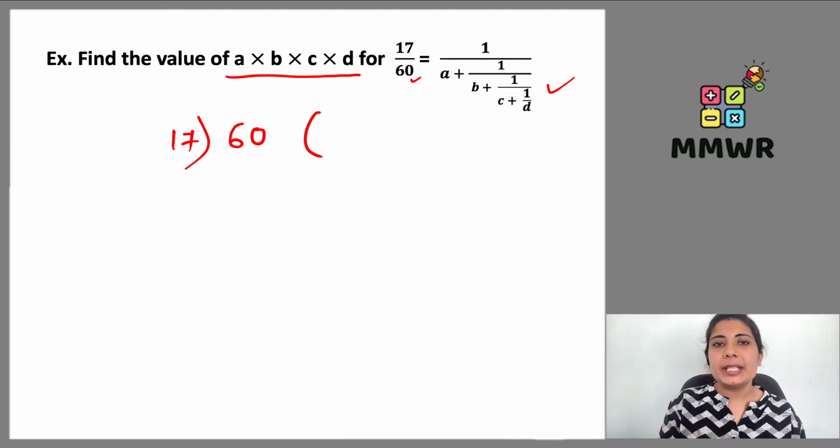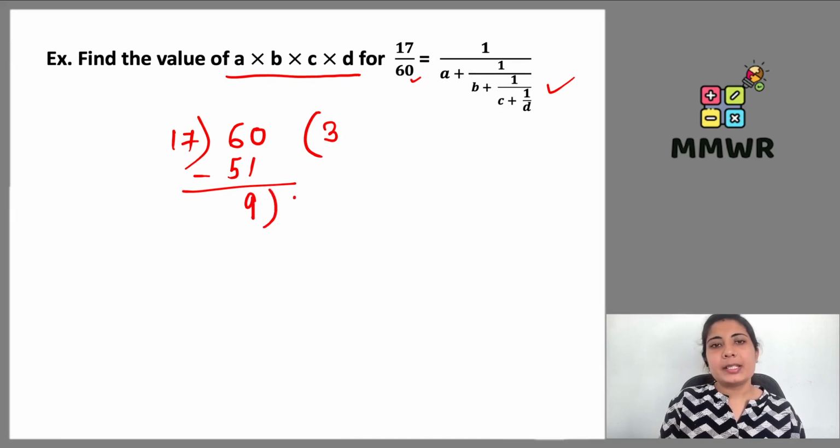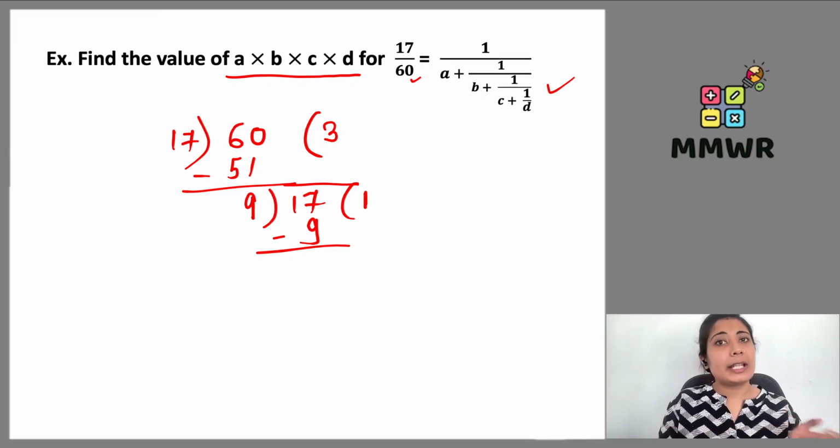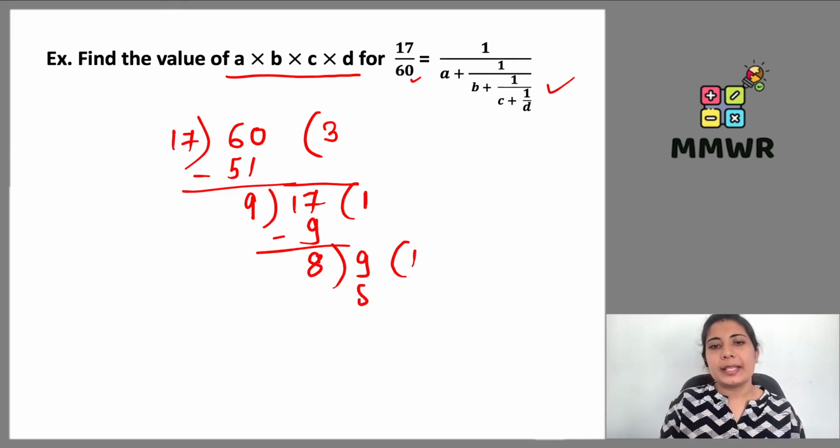Okay. So 17 threes are 51, which is smaller than 60. Remainder is 9. In the table of 9, do we get 17? Of course not. Smaller than 17, we have 9 only one time, right? Because 9 twos are 18, which is greater than 17. So remainder is 8. Now we will divide 9 by 8. 8 ones are 8 and remainder is 1. By 1 we will divide 8 times, which gives remainder 0.